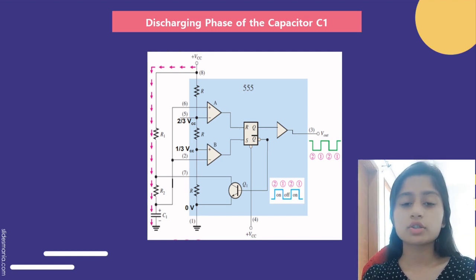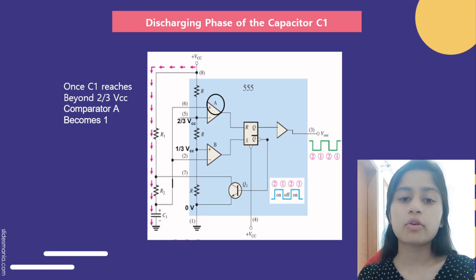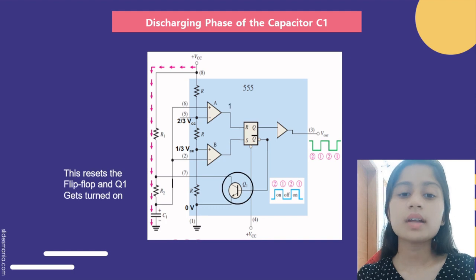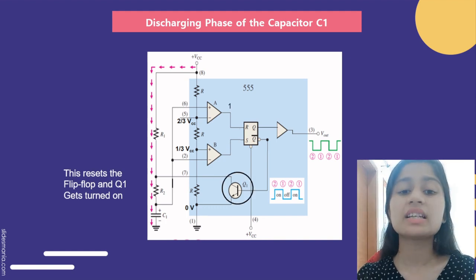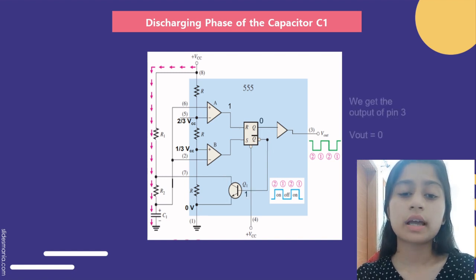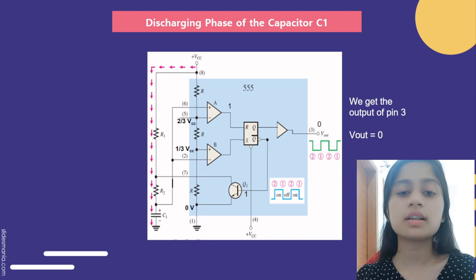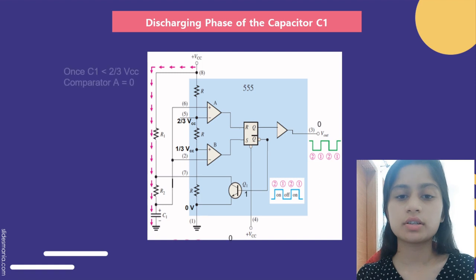Once the voltage of the capacitor is beyond 2/3 VCC, the comparator A becomes 1. This resets the flip-flop and the output becomes 0. Q1 turns on and the capacitor begins discharging. If the voltage of the capacitor falls below 2/3 VCC, the comparator A becomes 0 and the main output remains unchanged, and the capacitor is still in discharging mode.